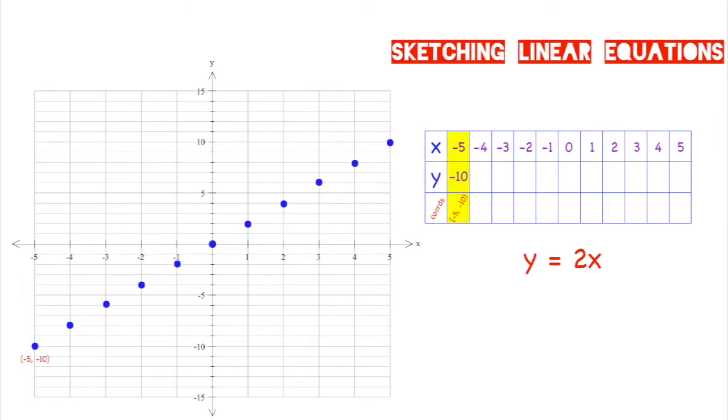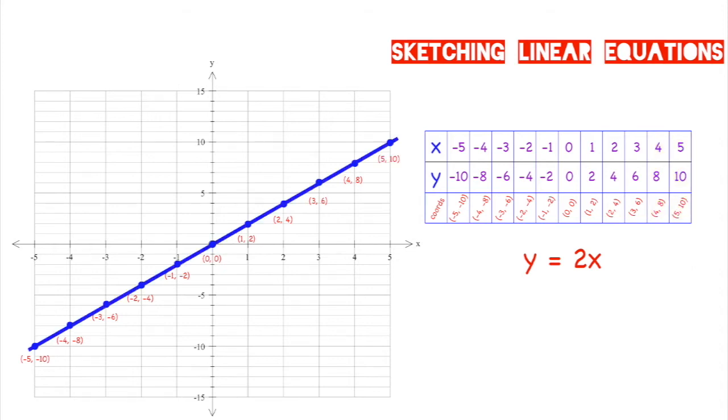And this is exactly what has happened because the x coordinate of -5 has been multiplied by 2 to give us -10, hence giving us the coordinate (-5, -10). Multiplying the x coordinate of -4 by 2 gives us -8, hence the coordinate (-4, -8). -3 times 2 is -6, hence the coordinate (-3, -6). -2 times 2 is -4, taking this dot to a height of -4, hence giving us the coordinate (-2, -4). And using this same process for the rest of the dots, you get (-1, -2), (0, 0), (1, 2), (2, 4), (3, 6), (4, 8), and (5, 10).